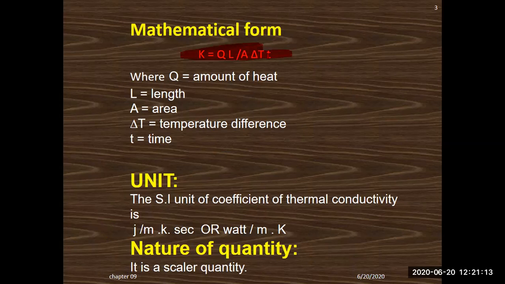We are going to derive the formula for the coefficient of thermal conductivity. Here Q is the amount of heat that flows from one end to another. This is the length of the conductor between the two ends, this is the area, del T is the temperature difference, and t is the time taken to transfer heat from one end to another end. The SI unit of the coefficient of thermal conductivity is joule per meter per Kelvin per second, or watt per meter per Kelvin. It is a scalar quantity.